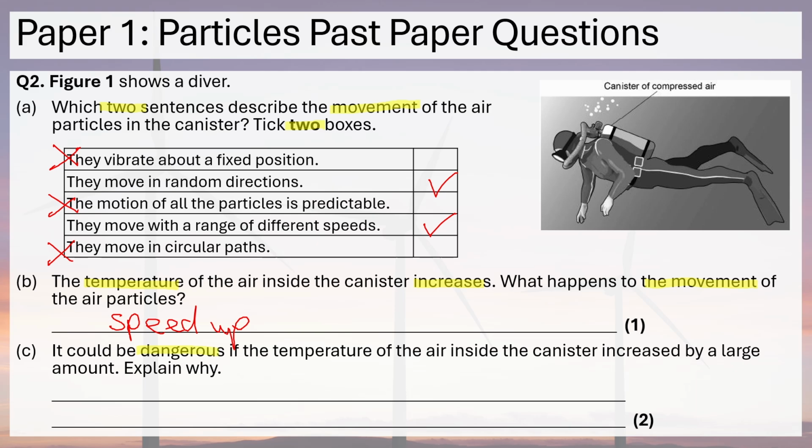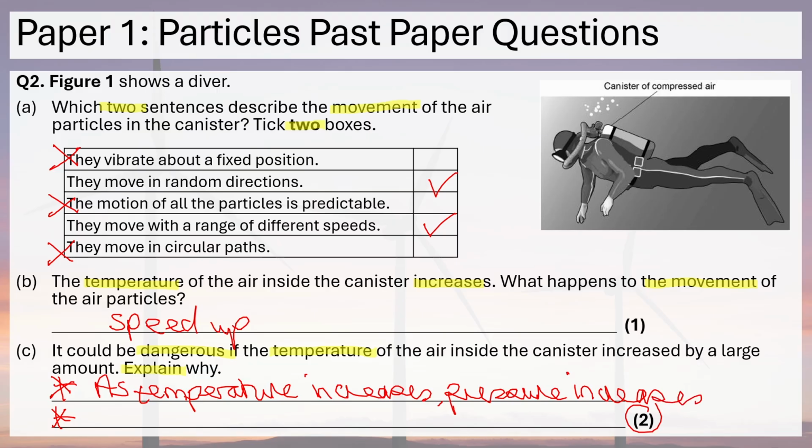Why would it be dangerous if the temperature increases by a large amount? Explain why. Again, let's just double check. I've got 2 marks, so I need 2 bullet points. The first one is going to relate back to part B. We said the particles are getting faster when they're hotter. That means they'll collide more often with the inside walls of the canister, which is going to increase the pressure. So for our first point, we need to say that as the temperature increases, the pressure will increase. There's our first point.